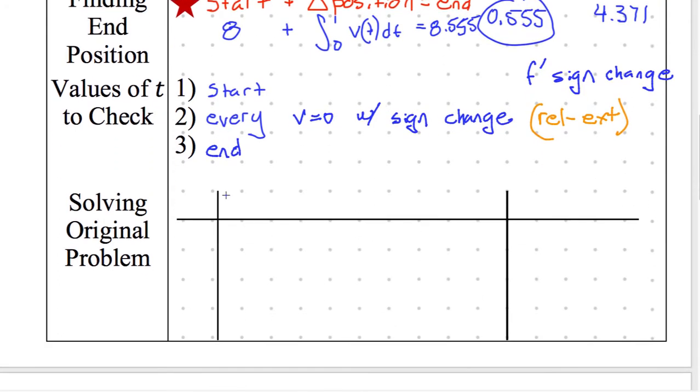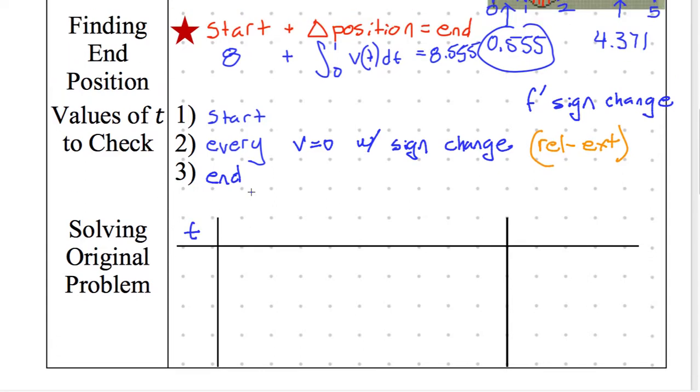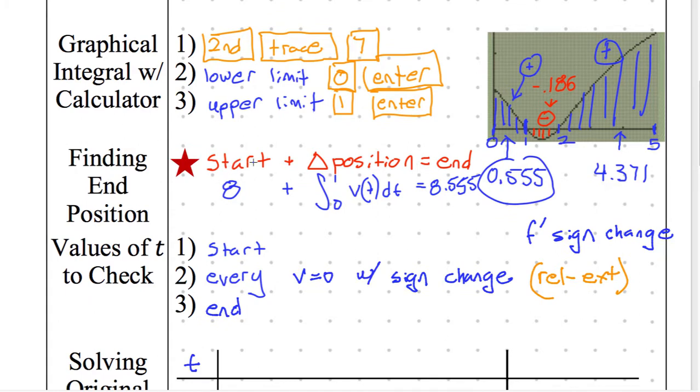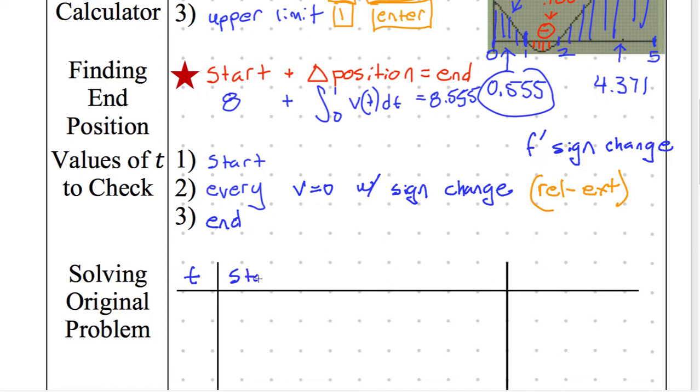So let's go ahead and set up our table. And you'll notice that the homework also has a giant table. Every single time that you have a free response that gives you a giant white area, go ahead and start by making a table. Whenever they're saying, when is it farthest this way, you set up a table, you say t, and you write our definition for finding the end position: start plus change in position is equal to the end.